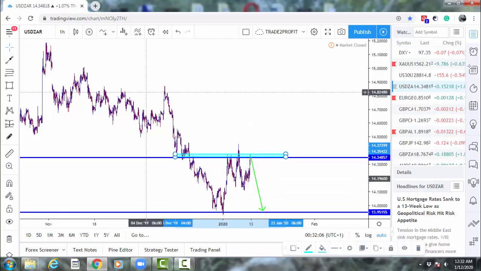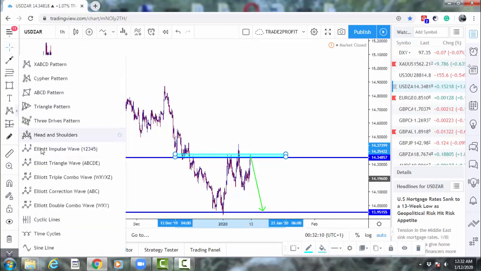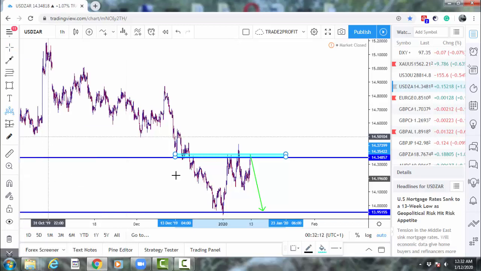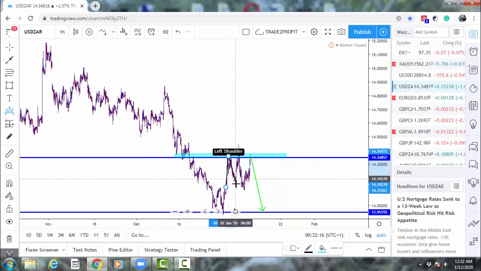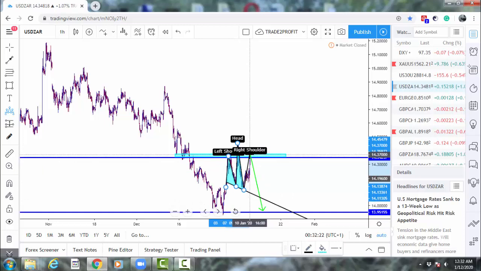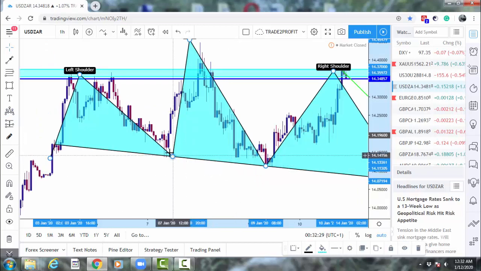Okay, so there's a head and shoulder pattern right here, and there is also a potential double bottom right there. So I'm going to draw out the double bottom so that you could see that for yourself and you could trade that. Okay, so I don't trade head and shoulders from the neck. I trade it from the right shoulder.